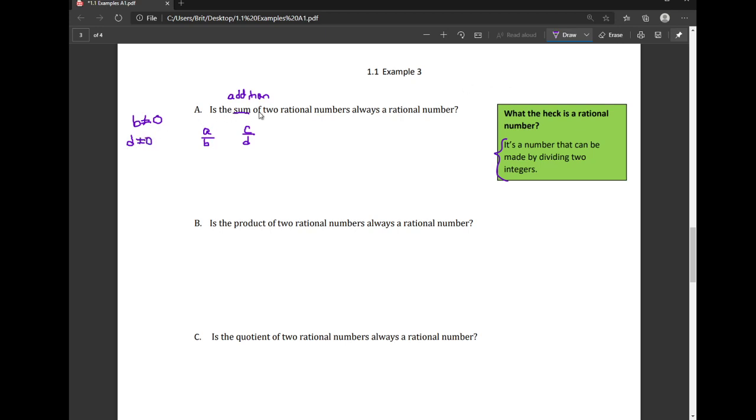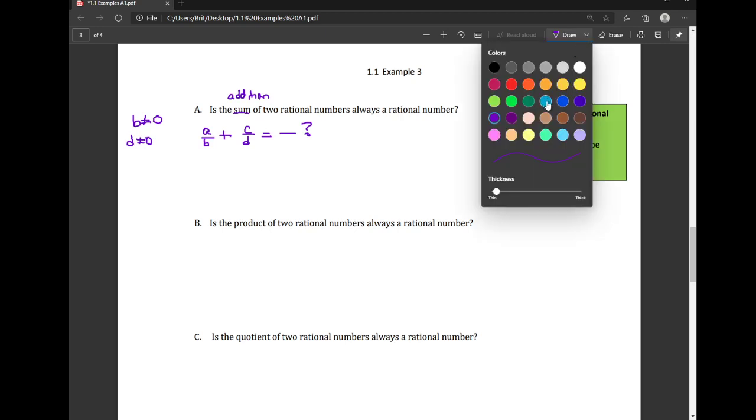So part A here is saying that I'm finding the sum of those, I'm adding those together, and it's wondering if once I add those together, do I get a fraction that doesn't have 0 in the bottom? Alright, so we have that set up. Now we need to actually add our fractions.